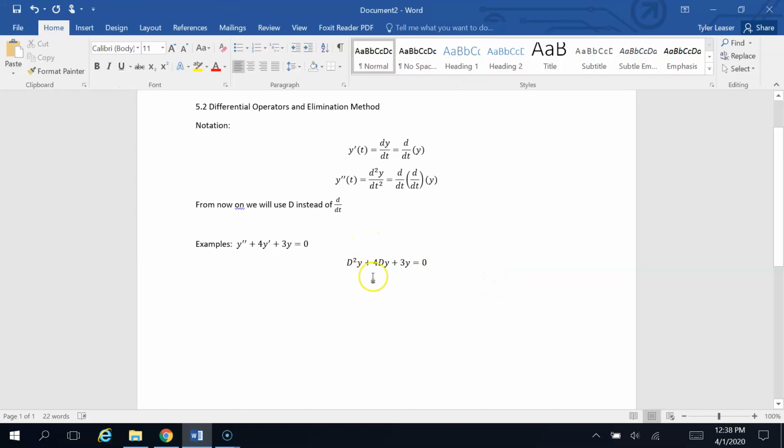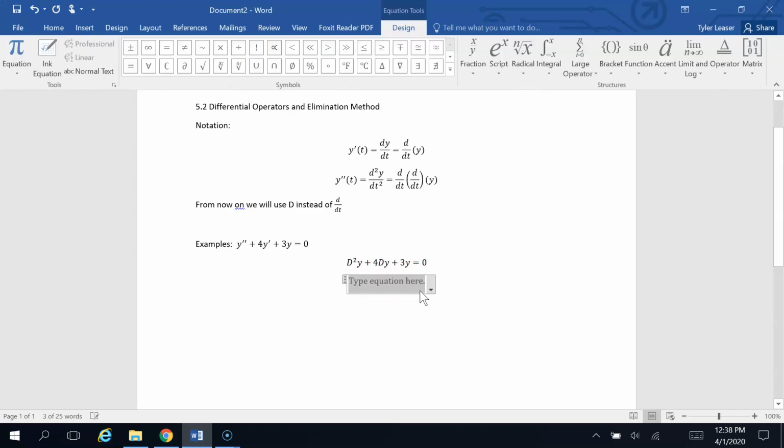So we wouldn't leave it like this, though, because we want to leave it as an operator on the function y. What we're going to do is, it's not really factoring, but we want to pull out the operator, where our operator is going to be D squared plus 4D plus 3, and now it's operating on y. This does not mean multiplication. This is not the y being distributed into this. This is now an operator, and this is telling us how we're going to operate on y.